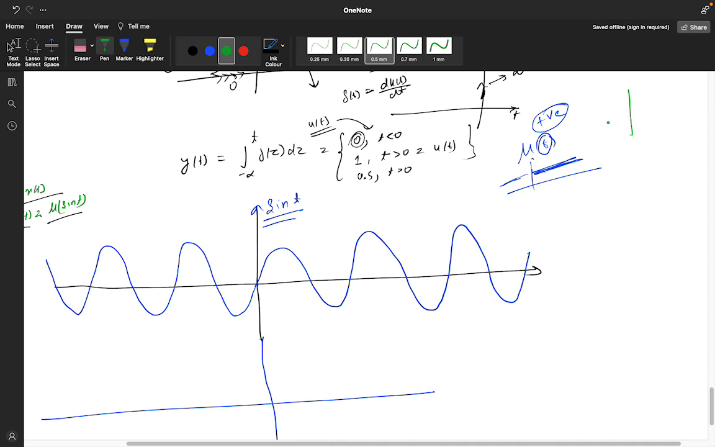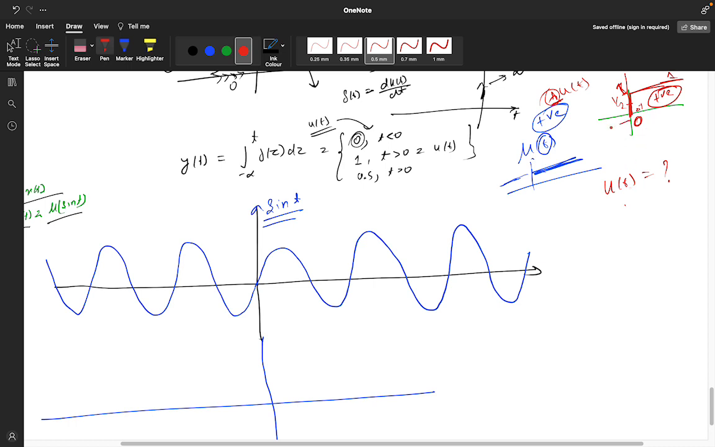U of t means what? At t equals 0, u of 0 value is actually 1 by 2. This is a discontinuous function, but u of 0 plus value is 1. Okay, u of 0 minus value is 0, but u of 0 value is 1 by 2, and after u of 0 plus all values are 1. Means whatever the magnitude is standing before u of t, u of t is true for only positive values, correct?